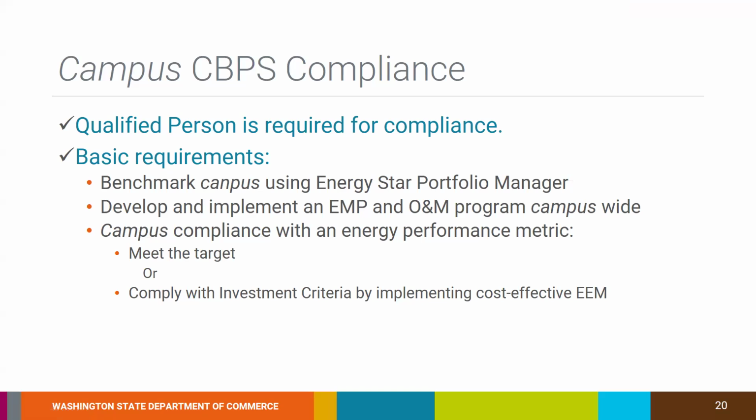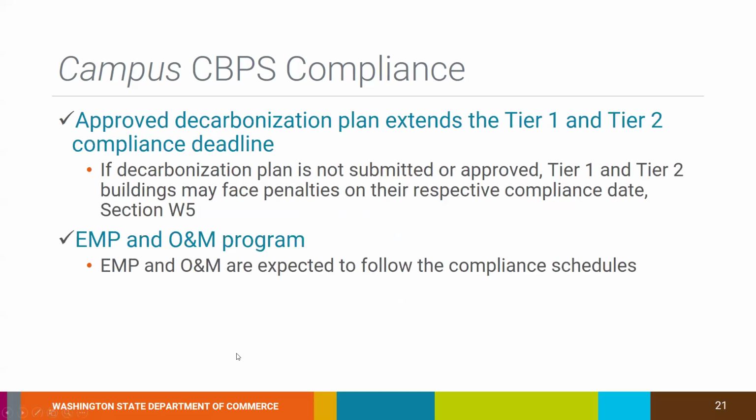Okay, so just to reiterate some of these clean building terms, I'm going to call Annex W the Decarb planning, and the rest of the standard just the CBPS, the Clean Building Performance Standard. We want to make sure that there's a plan scheduled out in the decarbonization plan for meeting these items, such as the benchmarking requirements, the energy management plan, and the O&M program. And of course, meeting either the investment criteria or the energy use intensity target.